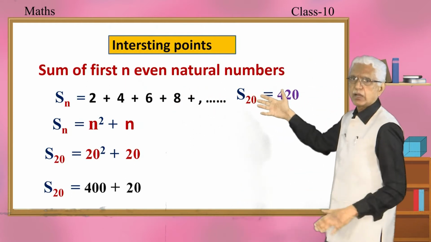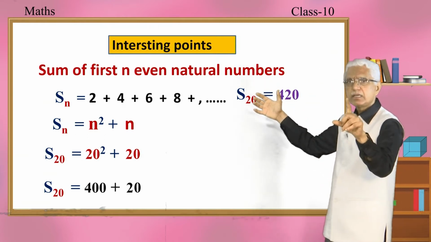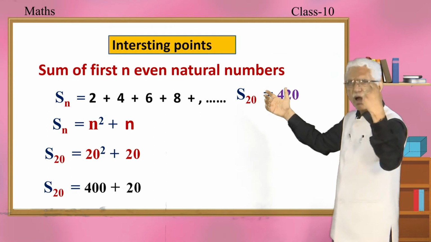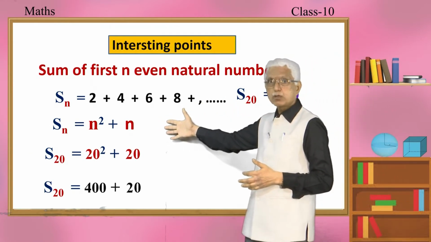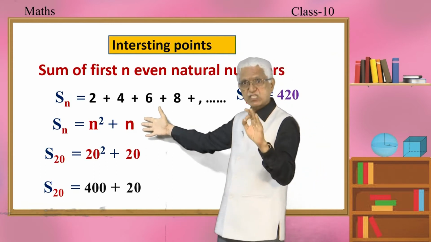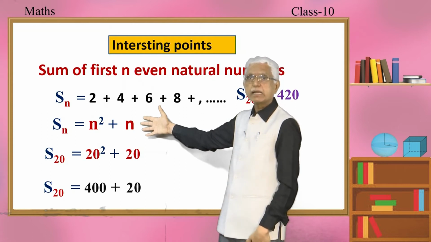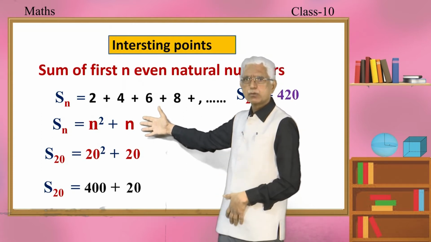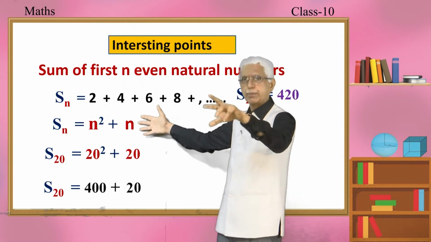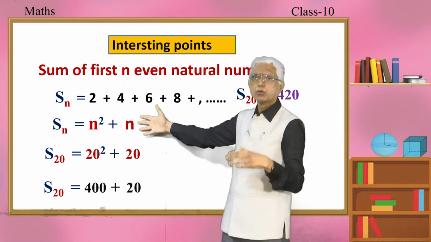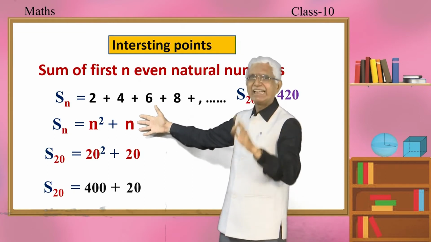Okay, and assume I want to find the sum of the first 20 of them. Here, they have already given you the formula: n square plus n. If you want to find the sum of the first n even natural numbers, Sn is equal to n square plus n. Is it not an advantage to you? Instead of using n by 2 into a plus l or n by 2 into 2a plus n minus 1 into d, why don't you use n square plus n? You can use it. We will see how we got it a little later, correct?